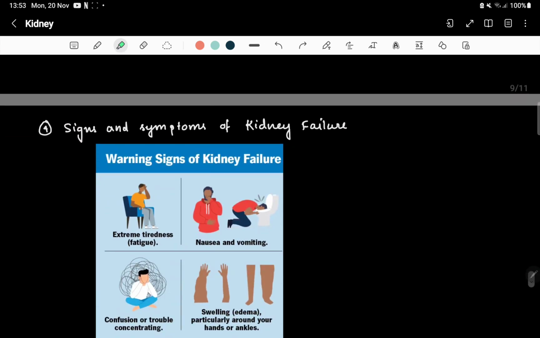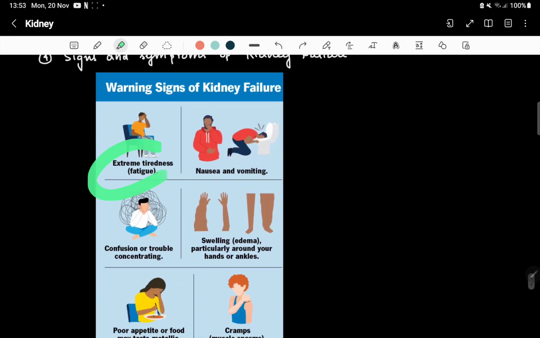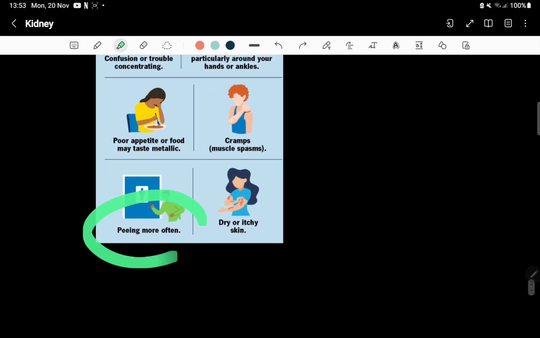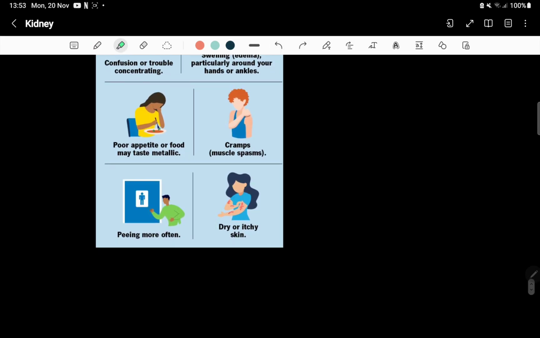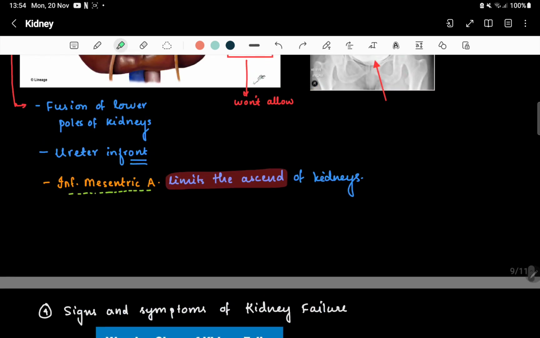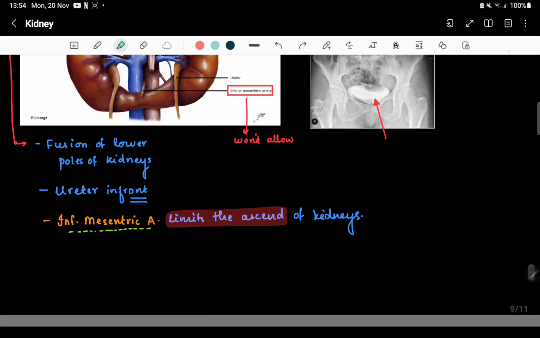The symptoms of kidney failure: extreme fatigue, nausea and vomiting, confusion and trouble concentrating, swelling or edema, poor appetite, cramps, frequent urination and dry itchy skin. These are the symptoms of kidney failure. Understood? So this completes the kidney. Let's move on to the next concept.